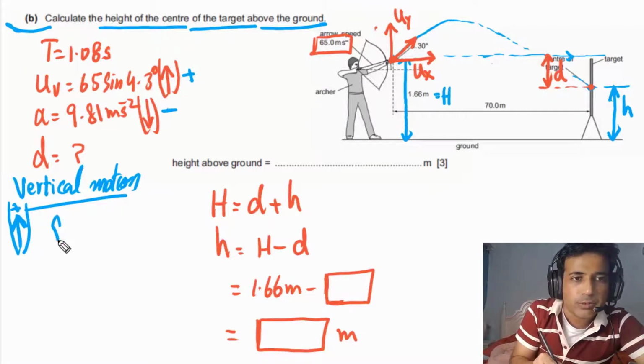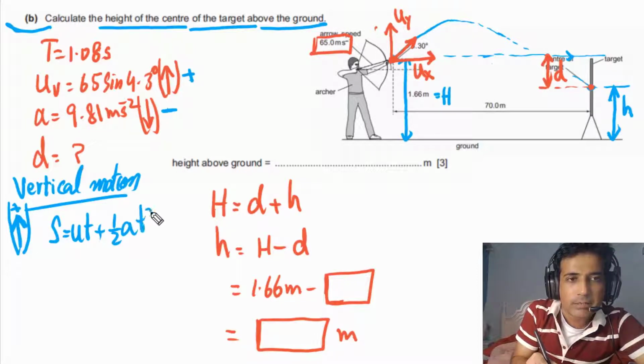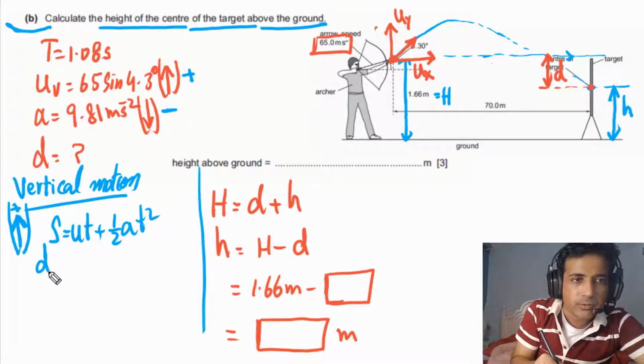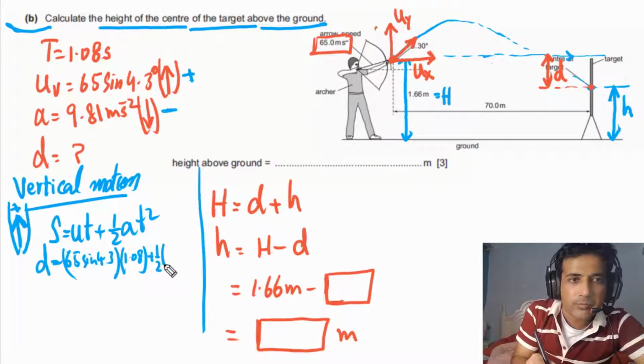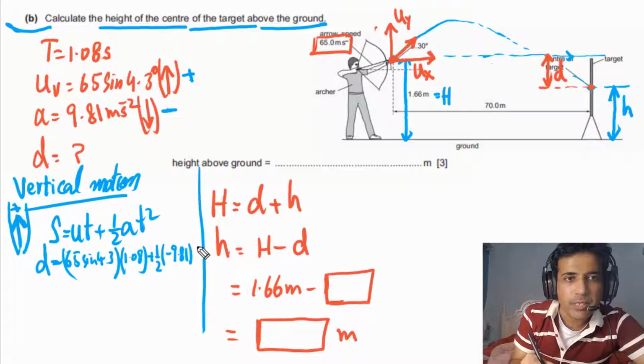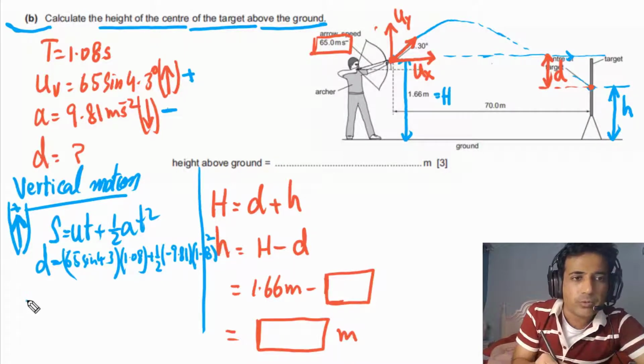So simply we can use S is equal to ut plus 1/2 at squared. S we need to find out, so that is equal to d. U, the initial velocity, is given, that is 65 sine of 4.3 degrees, and this is multiplied with 1.08, plus we have 1 by 2 and a is negative 9.81. This is negative because this is down. We have taken up as positive and the value of time we have, that is 1.08 squared. Now we need to solve this one for d.